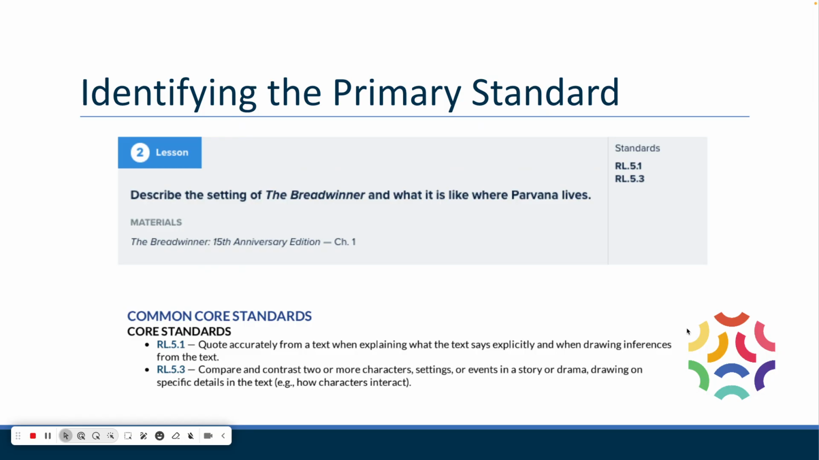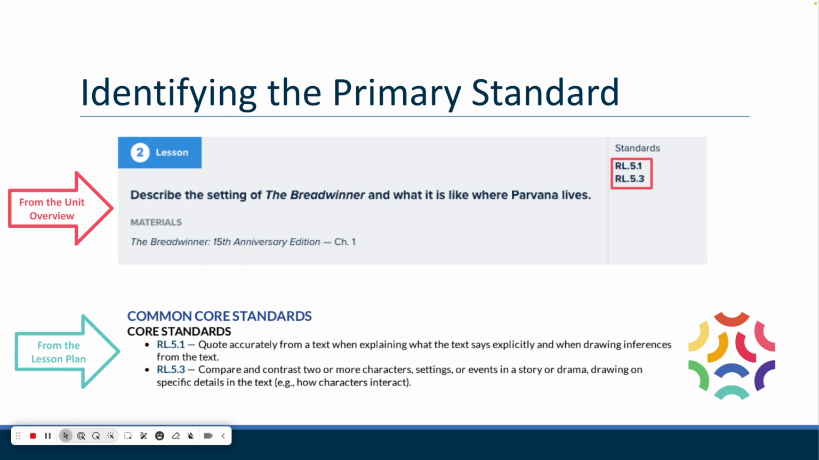Depending on the curriculum you use, the standards can be found in a number of places. However, you will typically find the standard listed in the lesson or in the unit plan. Here, we see the standards listed in the unit plan for lesson 2. And here, we see the standards as they are included in the lesson plan. This lesson has two standards it ties to: RL.5.1, which is the standard that asks students to support their thinking with evidence, and RL.5.3, which is comparing and contrasting story elements.